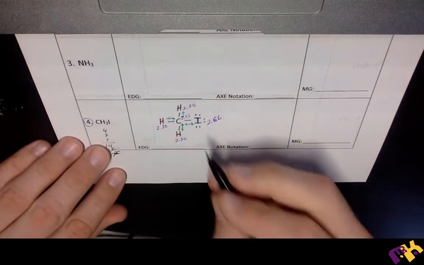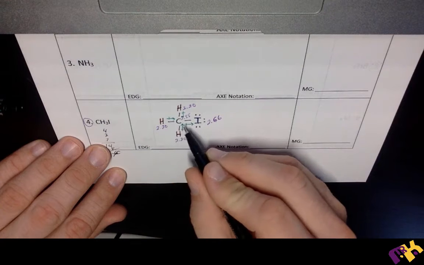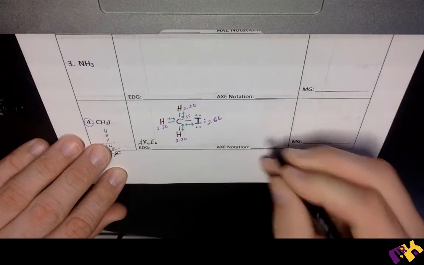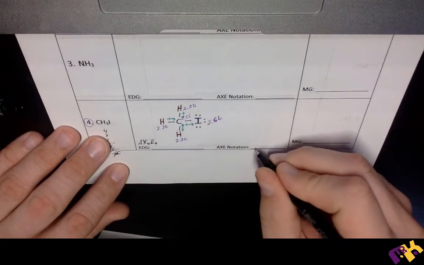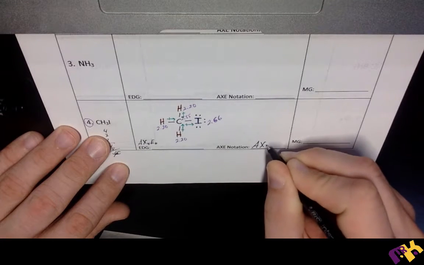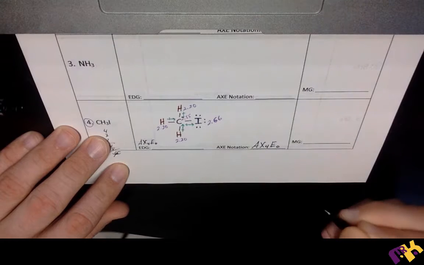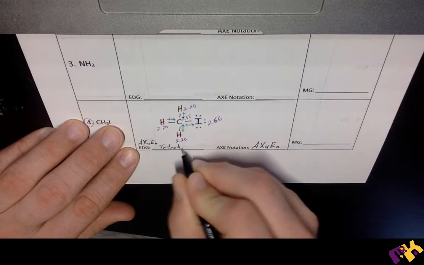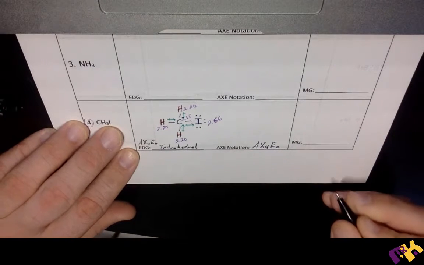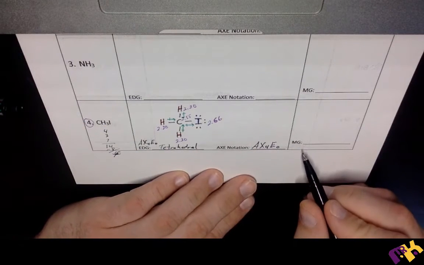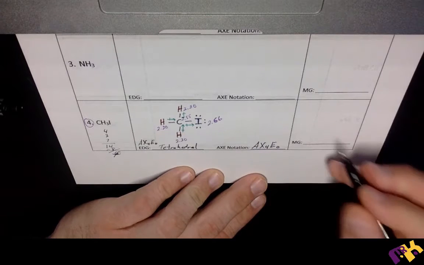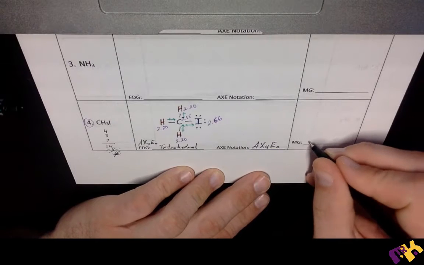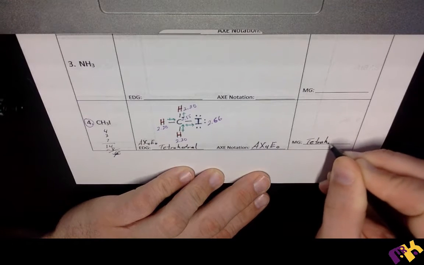Now as to that geometry, we can recognize that this is an AX4E0 in AXE notation. So we can mark that in here, AX4E0. That means its domain geometry is tetrahedral. And as far as its molecular geometry, an AX4E0 is still going to have the same EDG as it does in MG, so this will also be tetrahedral.